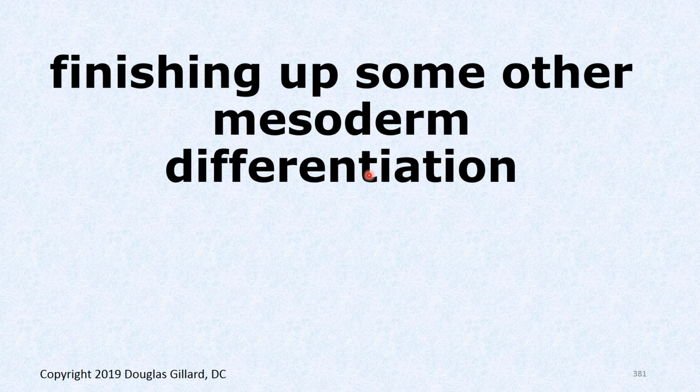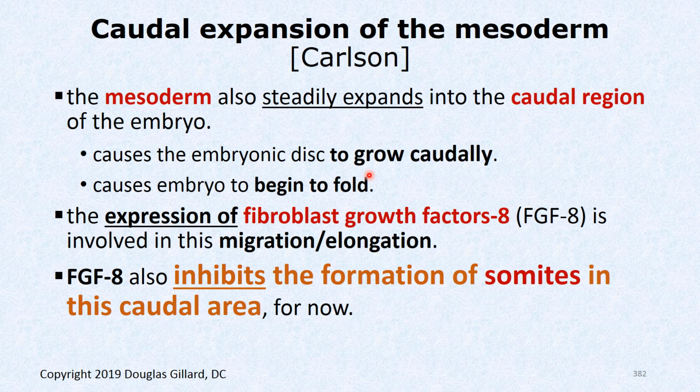Okay, almost done. Let's finish up some other mesoderm differentiation. And there's even more than this, some blood vessels and things like that. I'm not going to get into that right now. We'll wait till we get to the individual areas for blood vessels. So we kind of mentioned this. There's a caudal expansion of the mesoderm because the mesoderm is growing, right? So we get some folding in the median plane or in the mid-sagittal plane. There's also a lateral folding, and there's an anterior folding, I guess. But in order for that to occur, mesoderm is growing. Why does that folding occur? Because the mesoderm is getting longer and longer and longer.